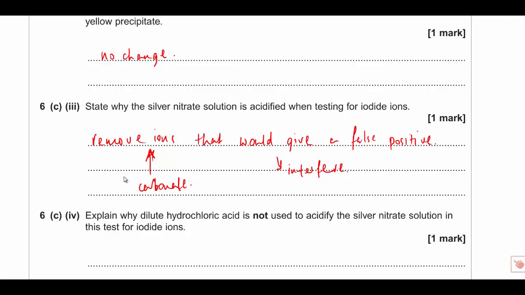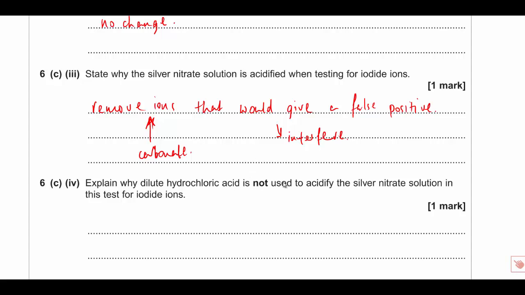That's the key thing. Explain why dilute hydrochloric acid is not used to acidify. Pretty clear that hydrochloric acid contains chloride ions. Well, that doesn't answer the question though. So it would produce a white precipitate, which obviously is fairly useless. We don't want that. We want just the iodide ions to be showing up, which would give us the yellow. We do not want white.